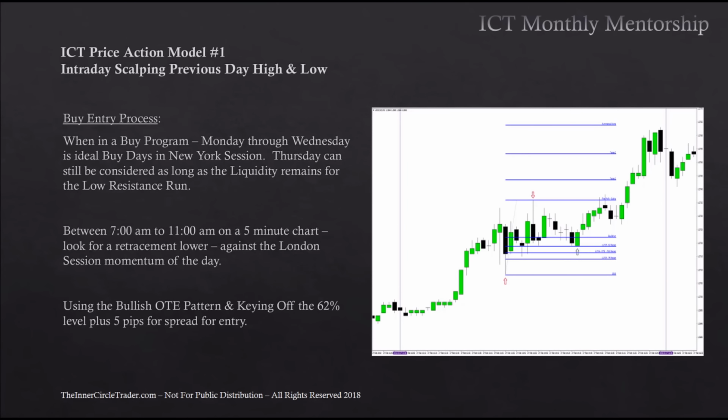Okay, the buy entry process. When in a buy program, Monday through Wednesday is ideal buy days in New York session. Thursday can still be considered as long as the liquidity remains for low resistance liquidity runs. In other words, if we haven't blown out the liquidity pool yet, Thursday still can be considered.